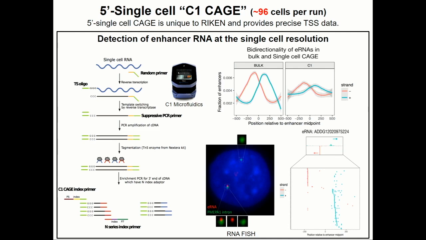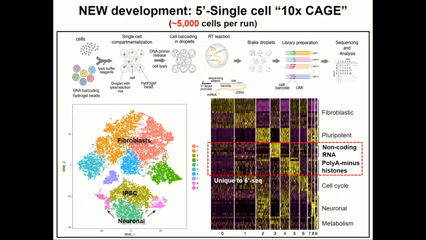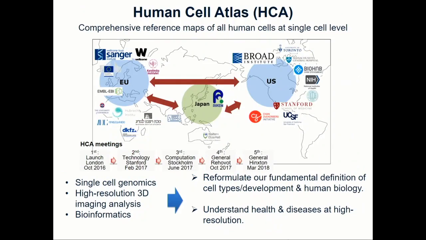This is 96 cells. We know that 96 is not enough. We moved this to the next CAGE, again a CAGE protocol where we can identify poly A plus and poly A minus non-coding RNAs that are visible to our methods but not to oligo-dT priming methods, poly A minus RNAs like histone RNA and so on. And with those tools, we are also entering a new era.